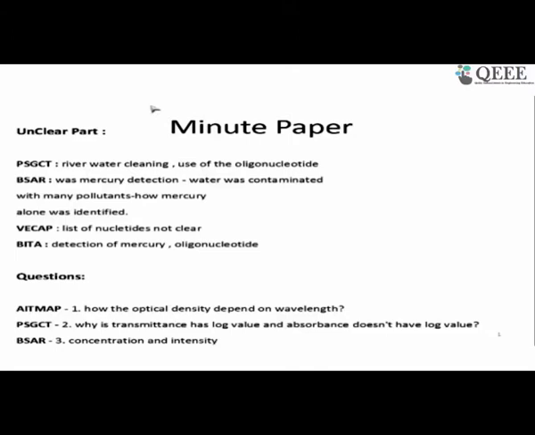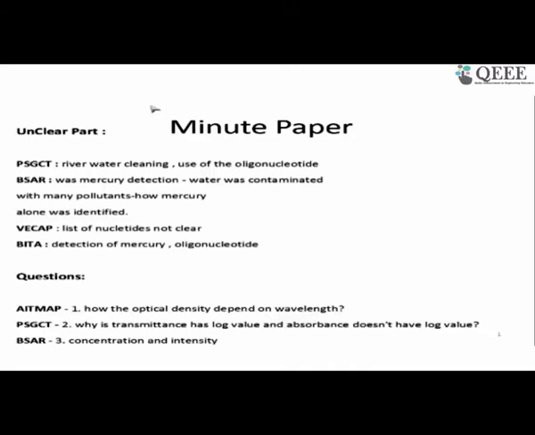We call it minute paper, which says that there were some questions about that sensing of mercury ions by the oligonucleotide. So yesterday what we have discussed is a method of developing a sensor for water purification using gold nanoparticle. So gold nanoparticle was used and there was a color change as a result of binding of mercury. But many colleagues say that that mechanism is not clear. Why mercury alone is identified?